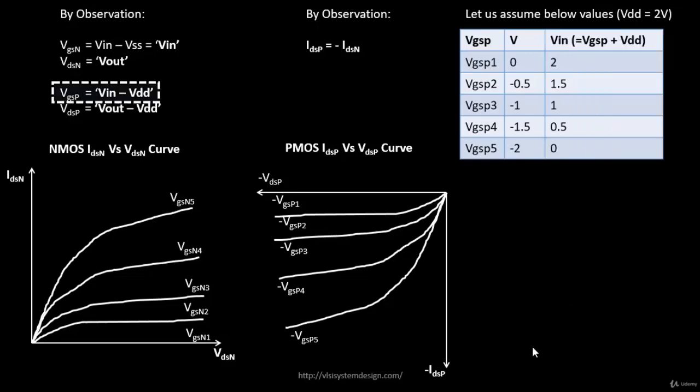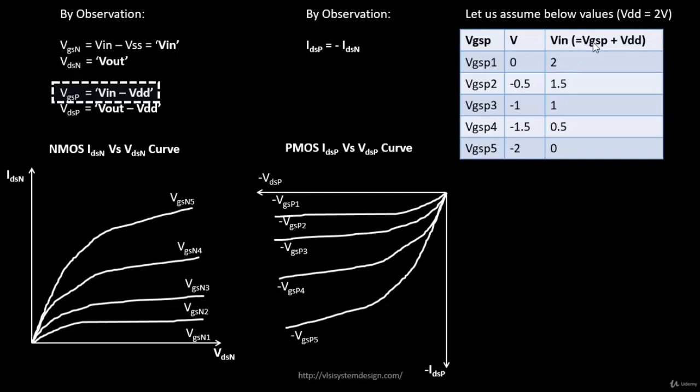We had deduced some observations over here. So let's first convert VGSP as a function of V in. If you see this equation, VGSP was V in minus VDD. We explained how we get this in the previous videos, and you might want to have a look into that. So in this case, if you evaluate V in, V in is VGSP plus VDD. That's what we have mentioned over here.